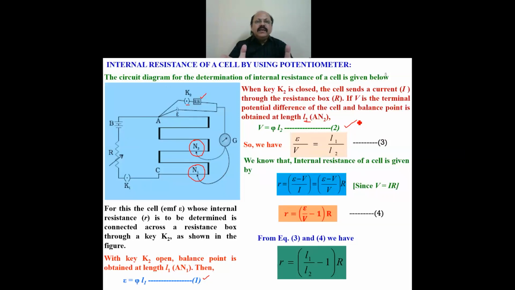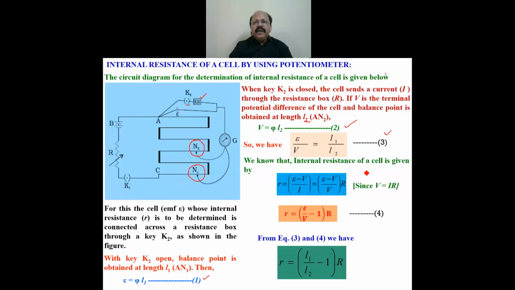If external resistance is connected in the circuit, then the potential difference across the external resistance is equal to the potential difference between the two electrodes of the cell. So that's why we say that V is equal to phi L2. Now you divide equation 1 by 2, then E upon V equals phi L1 upon phi L2. Phi gets cancelled, then you will get L1 upon L2. So finally you will get this equation 3.